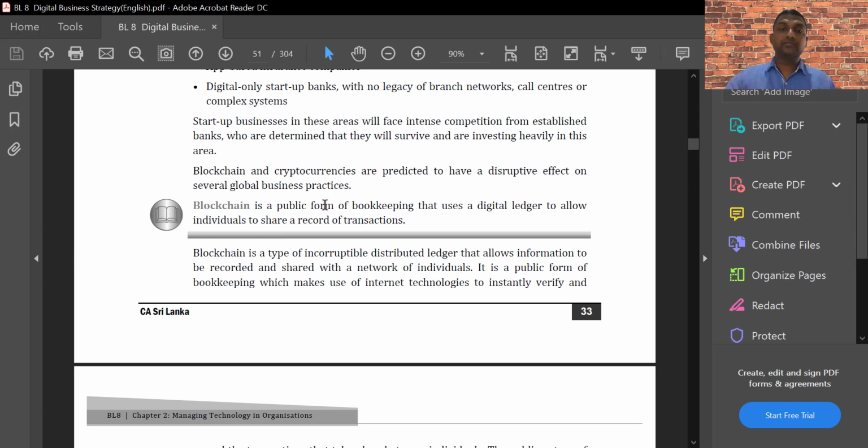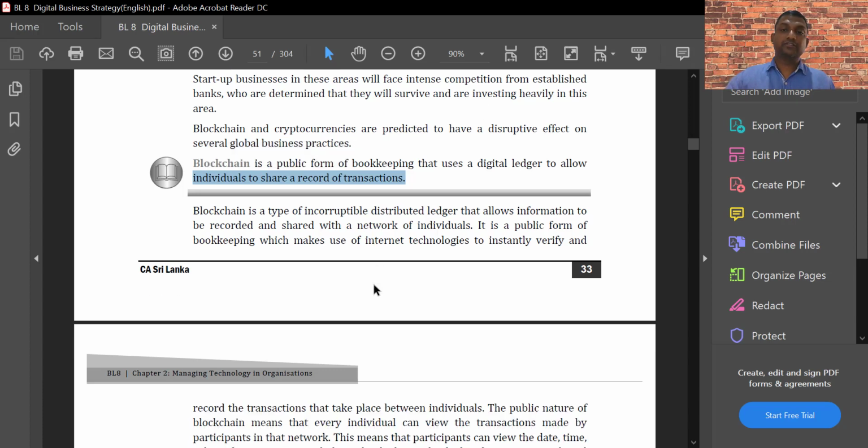blockchain is a public form of bookkeeping that uses a digital ledger to allow individuals to share a record of transactions. Right, so when each and every transaction and the history is shared by everyone, it is very difficult to corrupt it. So this is a type of incorruptible distributed ledger that allows information to be recorded and shared with a network of individuals. So this is very transparent, therefore it's very difficult to manipulate.